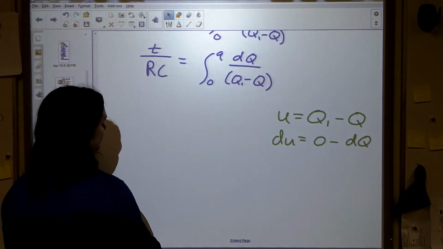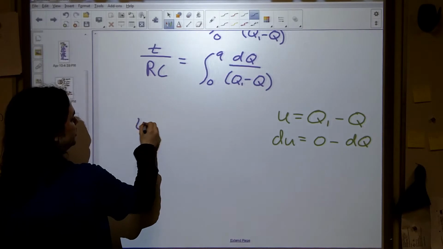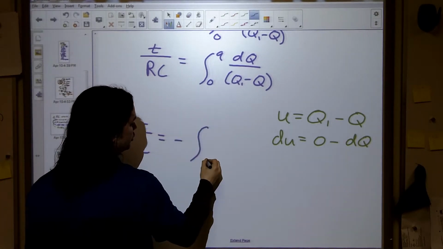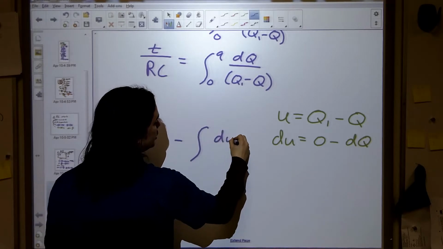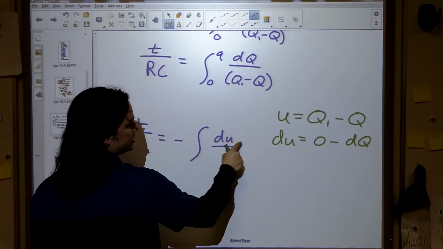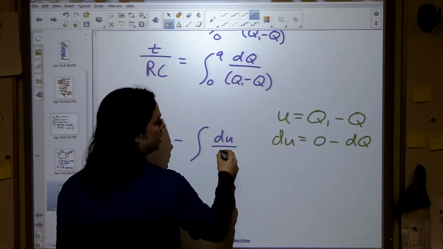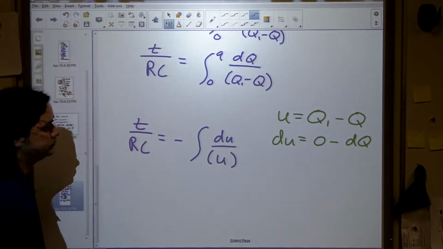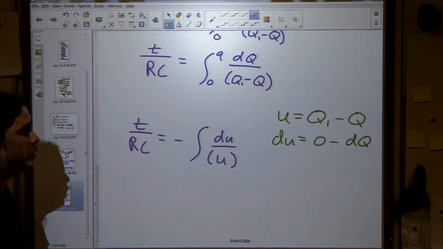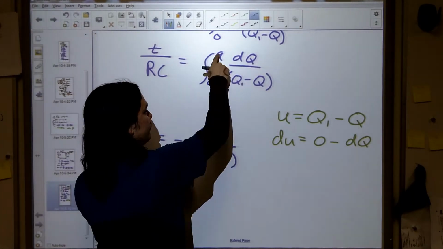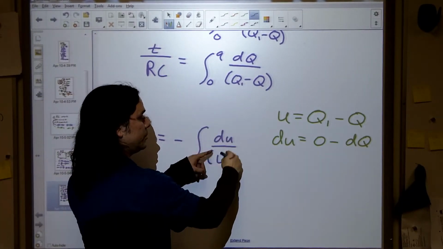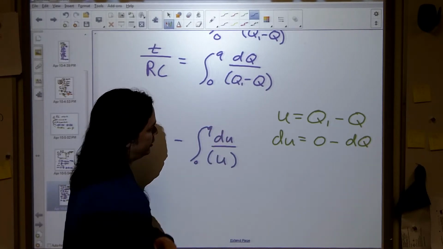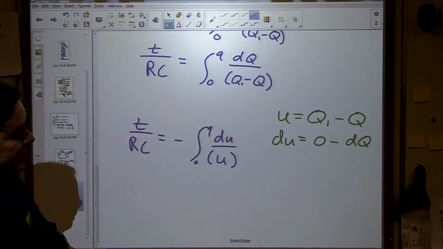So what I can do is the following. I end up with t divided by rc equals negative integral of du. I have a negative that shows up from the du, and then over u. Now I'm going to be lazy here. I'm not going to change my limits of integration. They were from 0 to q. They're going to be something different for u. In fact, I think they'll actually still be 0 to q, now that I think about it, because they won't be changed by that function.